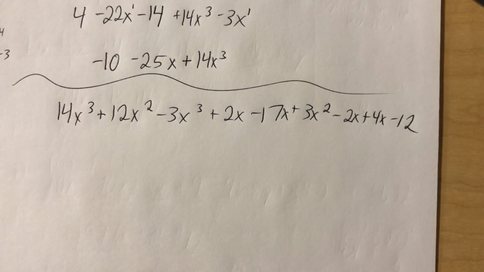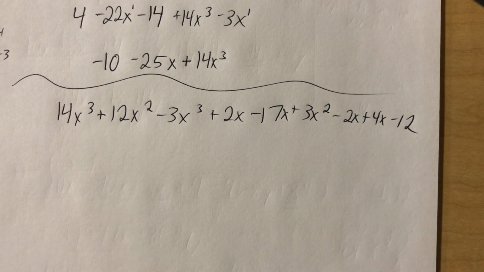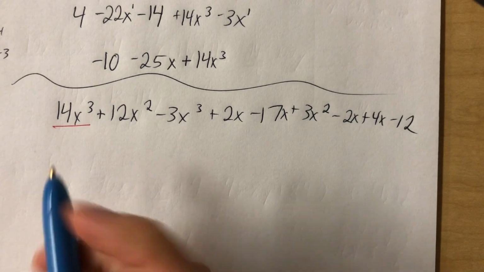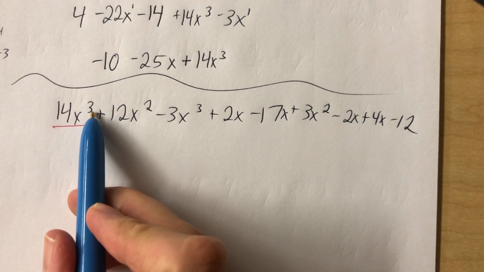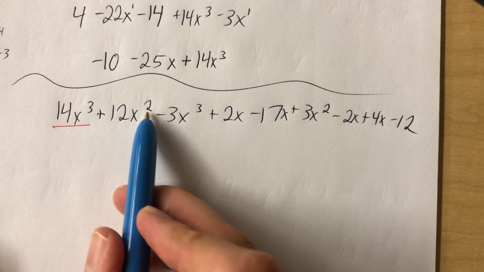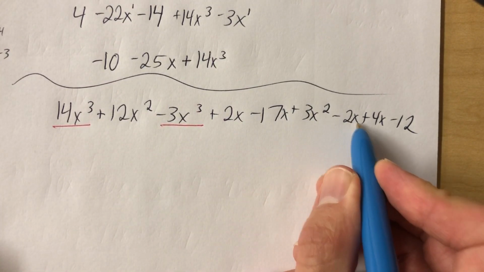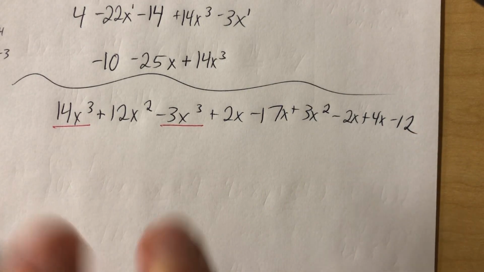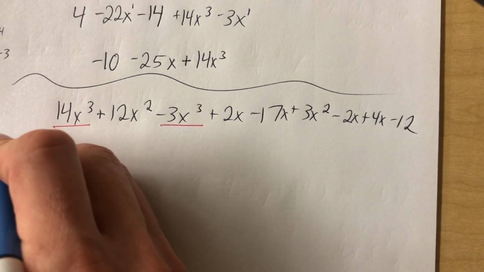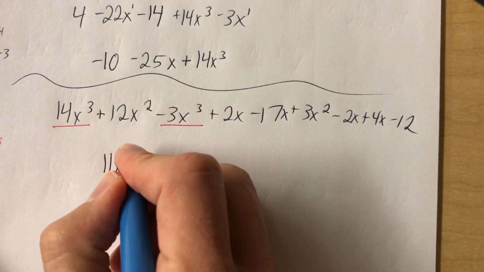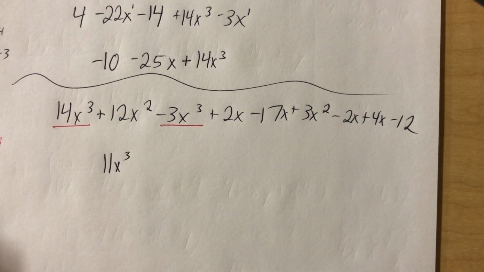I think we should just go through here and start identifying things. Do not let the length of the problem scare you. Let's just identify things that are alike. That one is 14x cubed. I'm looking for other x cubed, okay? That's x squared, so no. That's x cubed. No. So it's just those. So 14 minus 3 is going to give me 11x cubed. Oh, fantastic. Okay, let's keep moving.